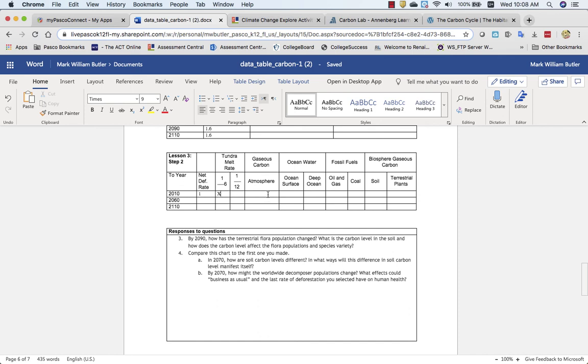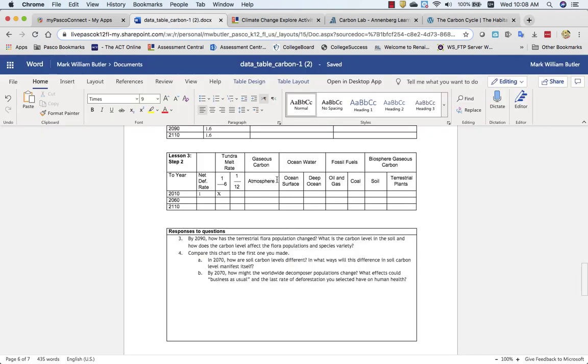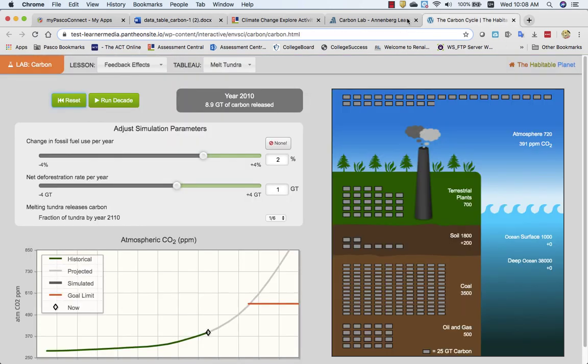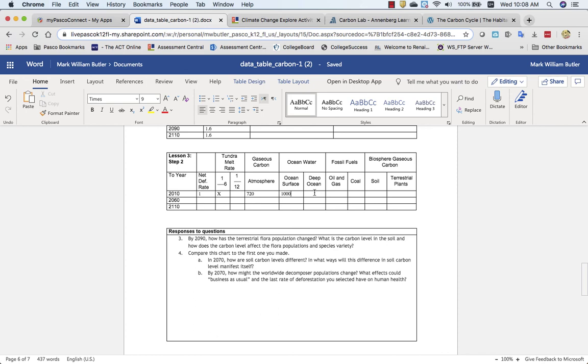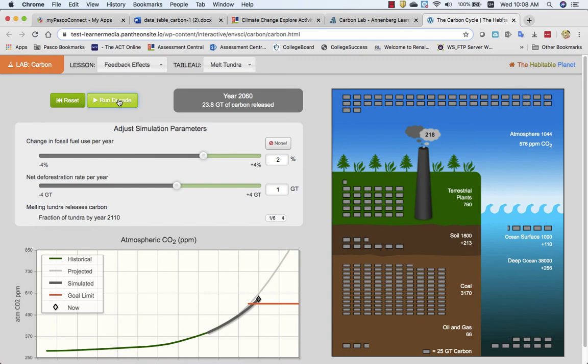And then the atmosphere is, what was it? 720. 1,000. Deep ocean was 38,000. And you guys can fill in the rest of these. Okay, and then we're going to go to 2060. That's what it wants. So let's go to 2060. There's 2060, and we're going to record these values.